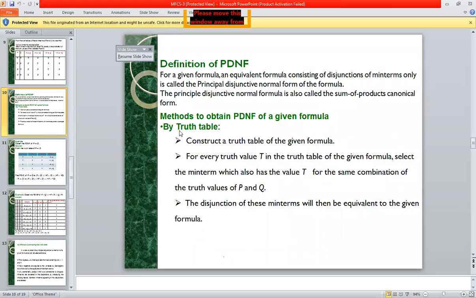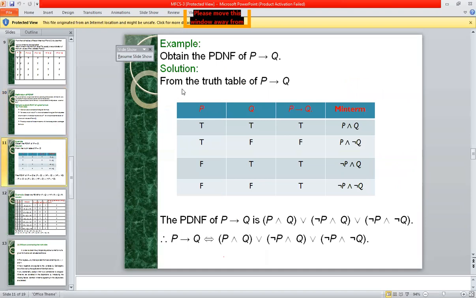First one: obtain the PDNF of P implication Q. Solution: from the truth table of P implication Q, we have the possible minterms.